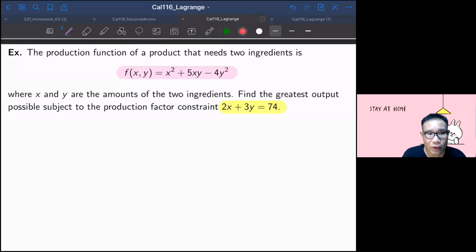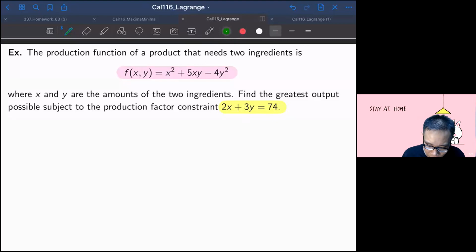In this video, we're gonna talk about application of the Lagrange multiplier to word problem. So the first one is the production function of a product that needs two ingredients given by f(x,y) equal to x squared plus 5xy minus 4y squared, where x and y are the amount of two ingredients. We'd like to find the greatest output, so it's going to be the greatest production from the constraint 2x plus 3y equal to 74.